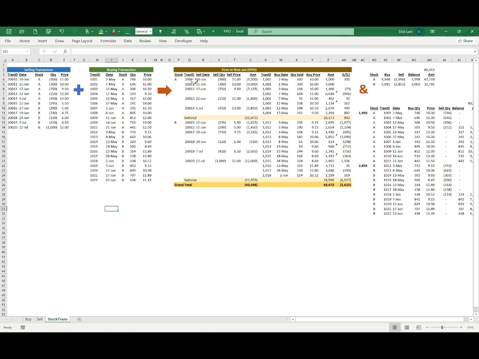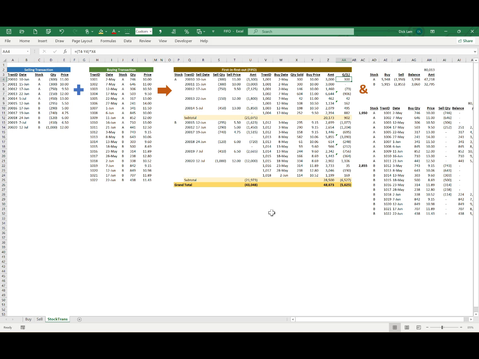Now this is the first transaction, 20010. It happened on June 10. The selling quantity is 300, price $11, amount 3.3 thousand. And then I trace back the earliest buy-in transaction that is available for this sales. As a result, I found that May 2nd is the first buying transaction of stock A. At that time, we purchased 746 shares at the price of $10. And this time, the sales quantity is only 300. So we take out 300 from the May 2nd transaction. And then we have the profit of 300 because the cost is only $10 per share, with a $1 profit per share.